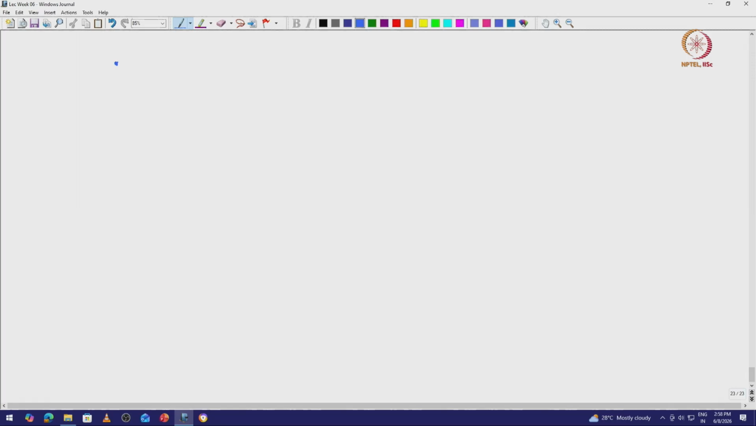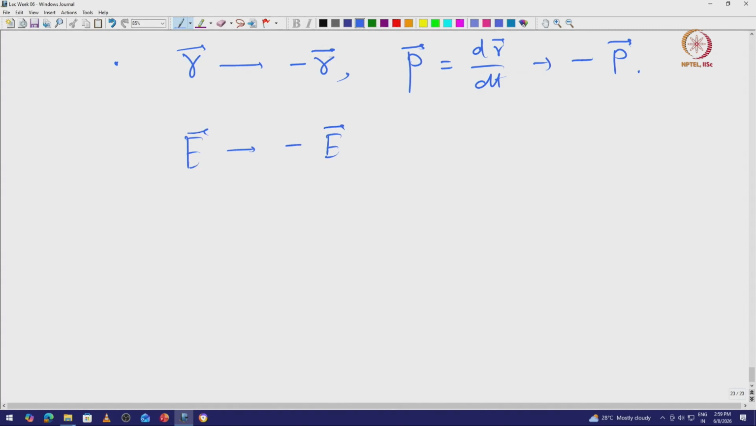So let us go back to 3D. So under inversion, r goes to minus r by definition. So p, which is momentum, classically just m dr by dt, will also go to minus p. Electric field goes to minus E, whereas magnetic field remains invariant under inversion.